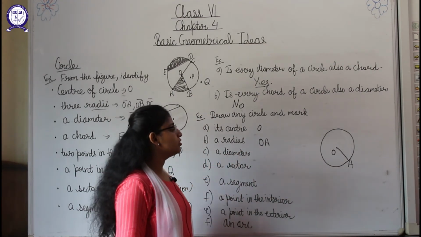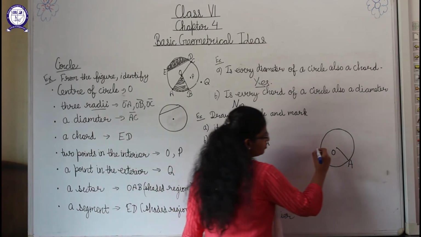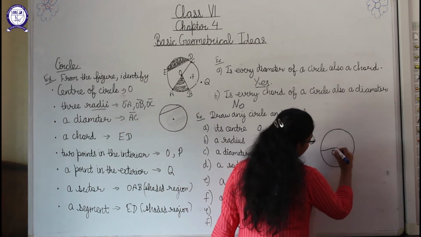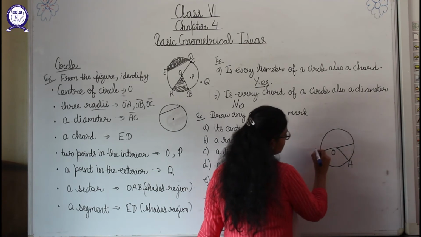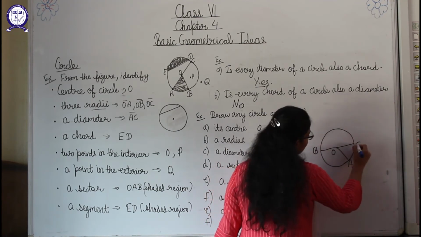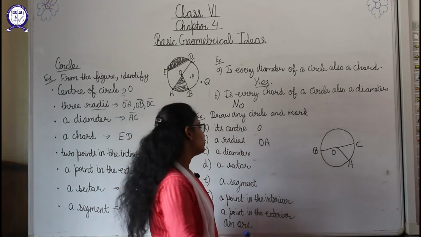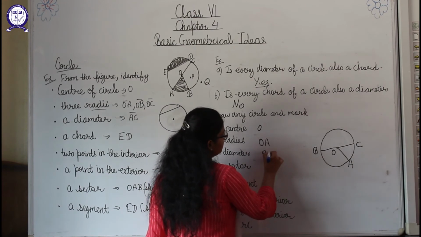Now a diameter, we know that a diameter should pass through the center. So here I am making it like this. I am marking it as B and C. So here BC is the diameter.